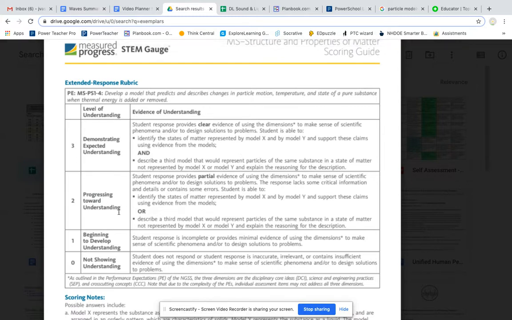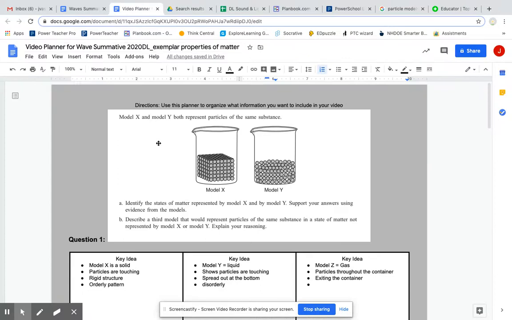A 2 would be if I did either, or maybe I told you what X, Y, and Z were, but I didn't tell you why I thought that. So that would be the 2. Somewhere in the middle of those would be a 2.5. Now to get a 4 on this problem, I would actually have to talk about a real world application.